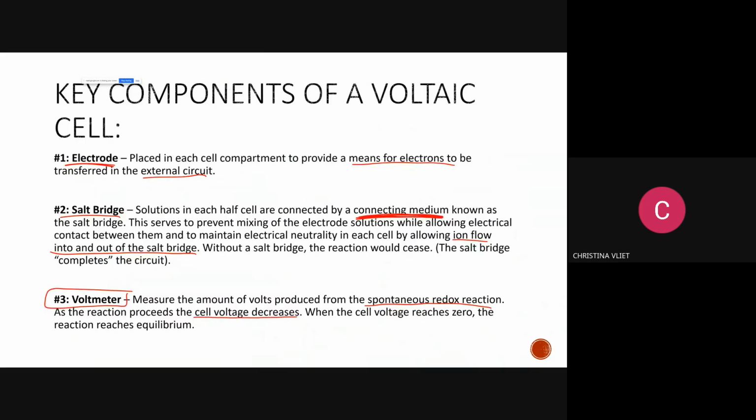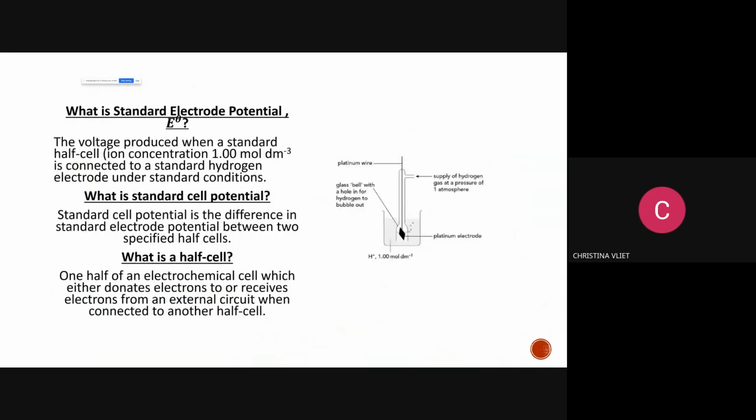So, next thing. What is standard electrode potential? So this was one of the definitions, right? These were the definitions that Cambridge said they wanted you to know word for word. Define. And I knew that what is a half cell is coming, so I wrote that right underneath.